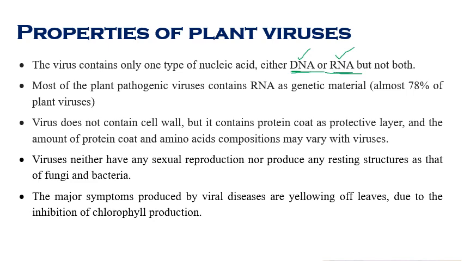Most of the plant pathogenic viruses contain RNA as a genetic material, that too positive single-stranded RNA. Almost 78% of the plant viruses have been reported to have positive single-stranded RNA as genetic material.